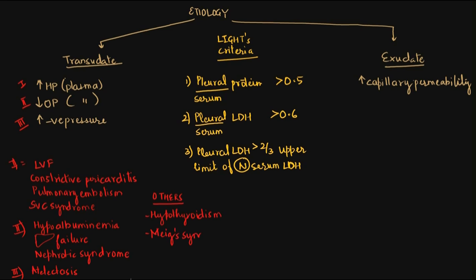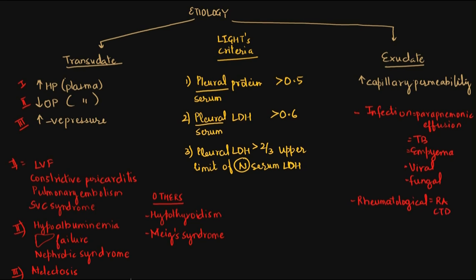Causes of exudates include infection, which can be a parapneumonic effusion, TB, empyema, or viral or fungal pneumonia. Rheumatological causes include rheumatoid arthritis and connective tissue disorders. Malignancy can be primary carcinoma of lung, pleural mesothelioma, leukemia, lymphoma, or mets. Other causes include pancreatitis, or it can even be drug-induced.